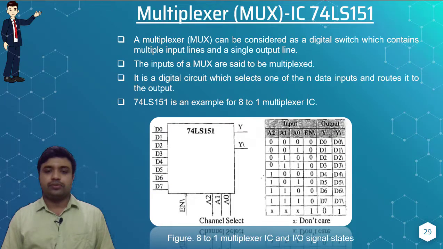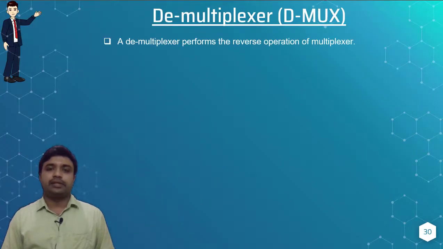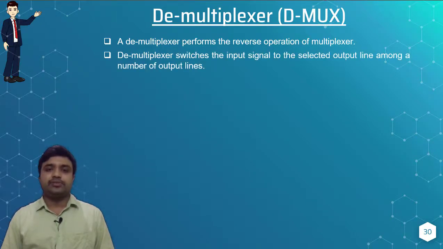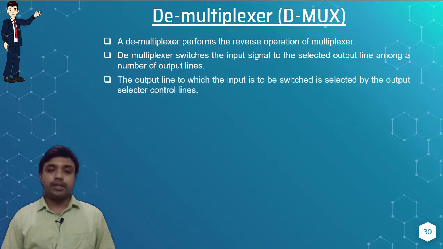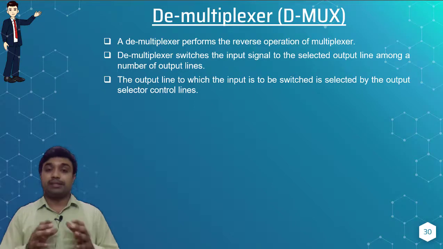Okay, and coming to the demultiplexer. So what is a demultiplexer? A demultiplexer performs the reverse operation of a multiplexer. So a multiplexer has multiple input lines, whereas a demultiplexer has a single input line. A demultiplexer switches the input signal to the selected output line, so it performs in a reverse manner compared with the multiplexer. The output line to which the input is to be switched is selected by the control lines. The same functionality that we realize with the multiplexer is realized with the demultiplexer, but in a reverse manner.